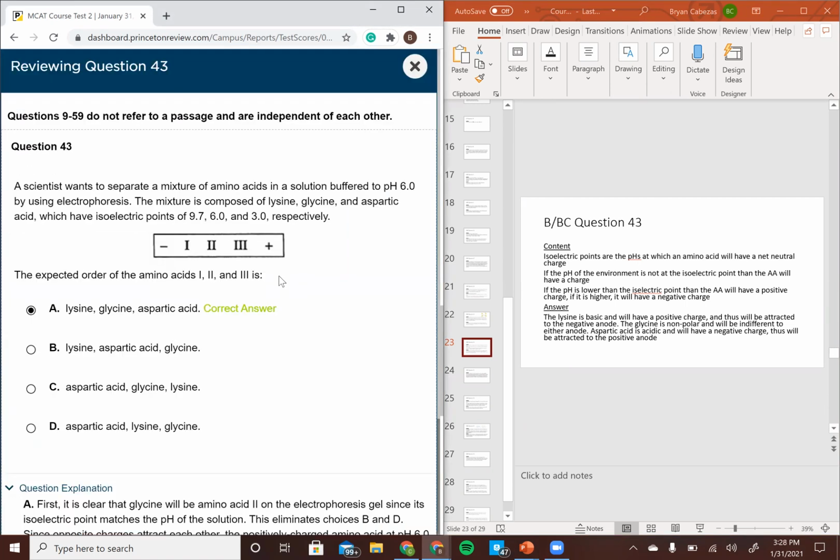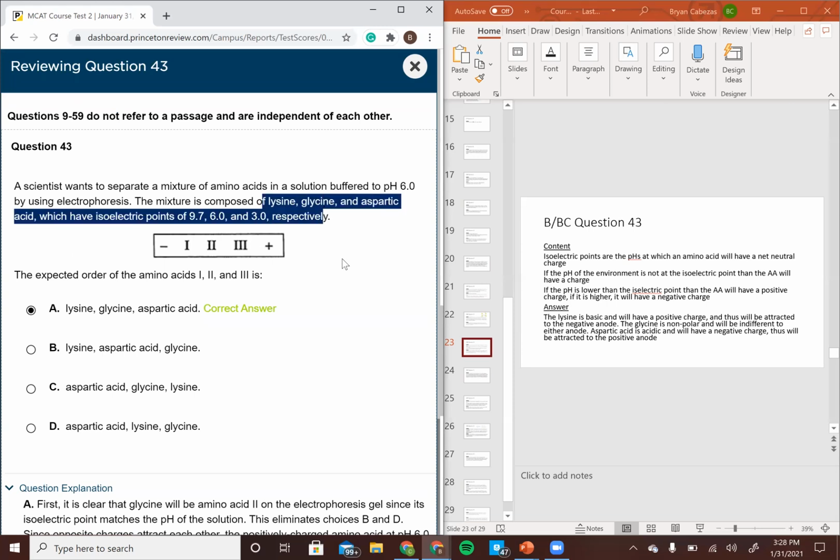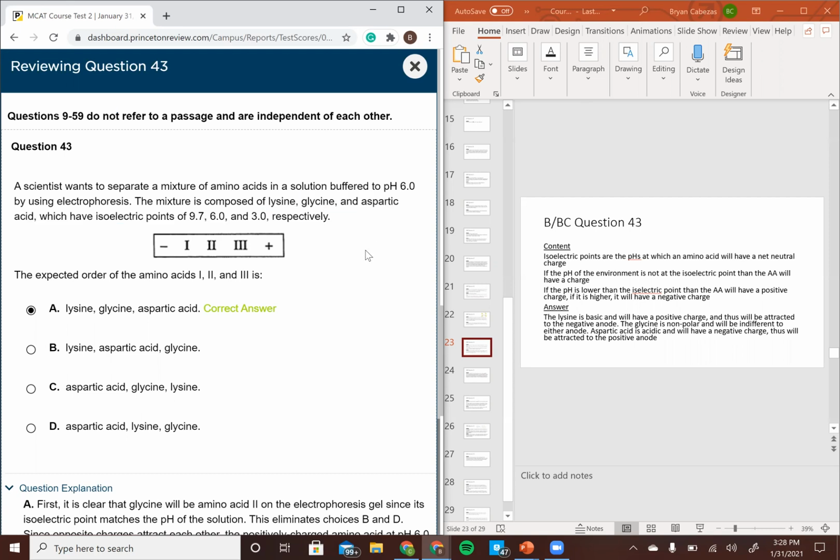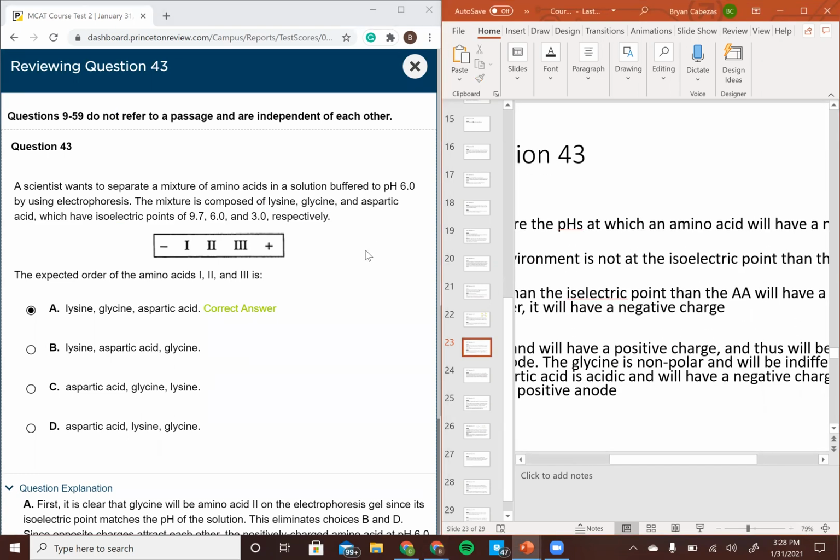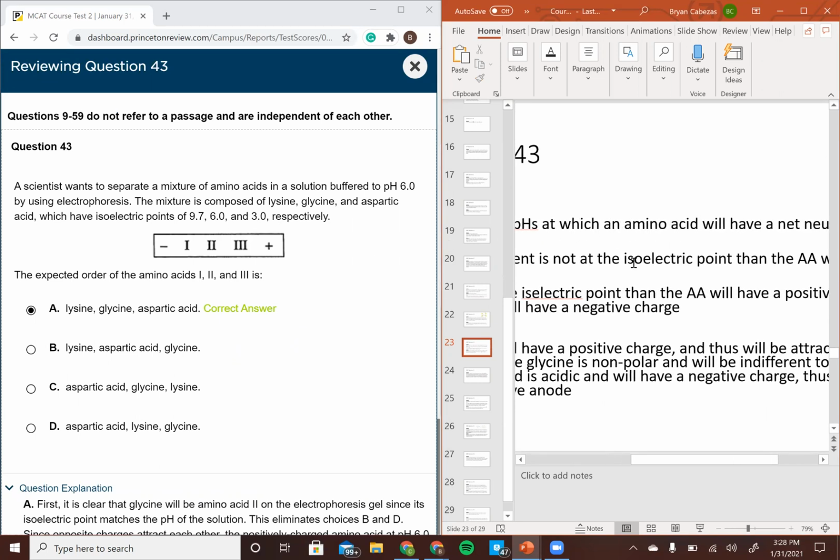Okay, so 43 asks us where would these amino acids lie if we were to put them into a gel electrophoresis, and the gel electrophoresis was buffered at pH of 6. Okay, so first what you have to know is that amino acids have different isoelectric points. So those are the points in which the amino acid will have charges, but they neutralize. For example, they have a positive charge or a negative charge, but those two things neutralize each other to make a net overall charge of 0, right?